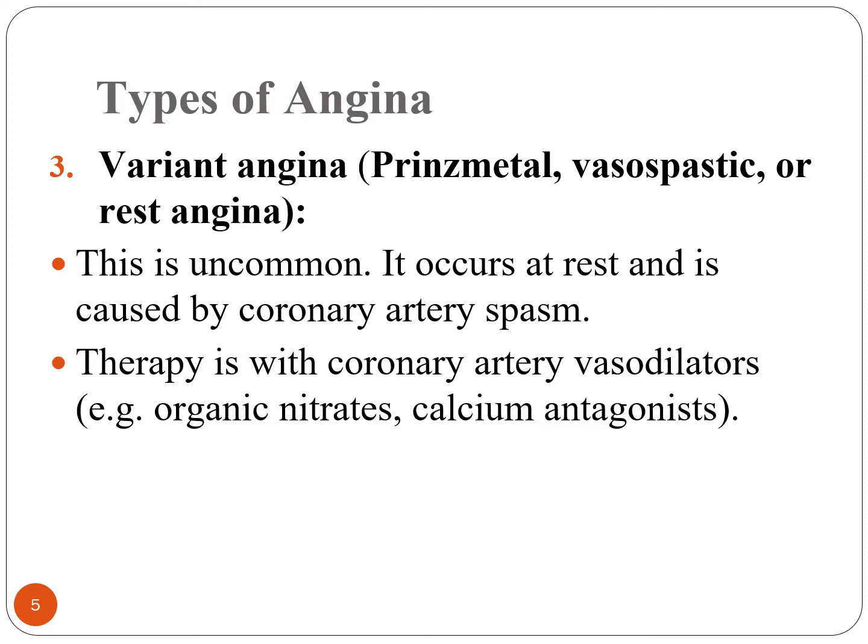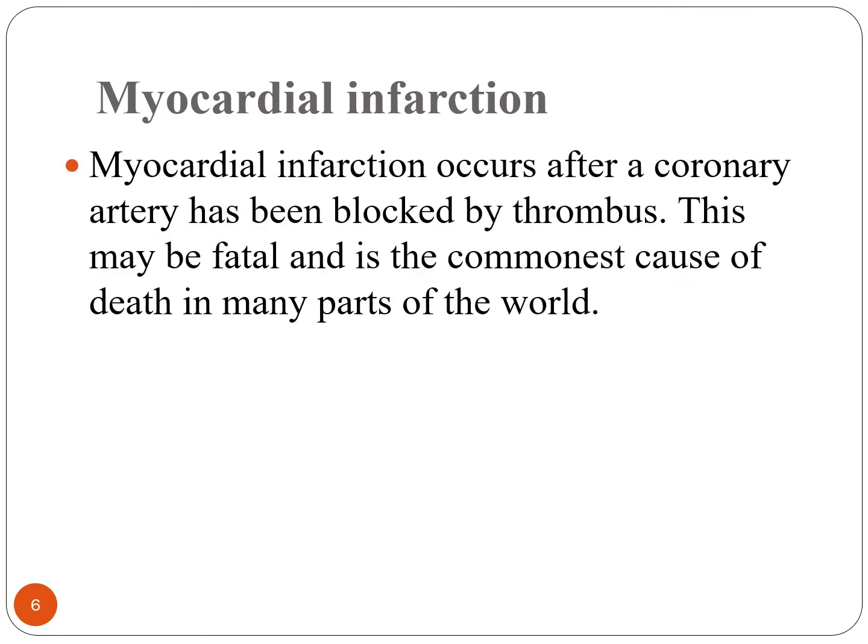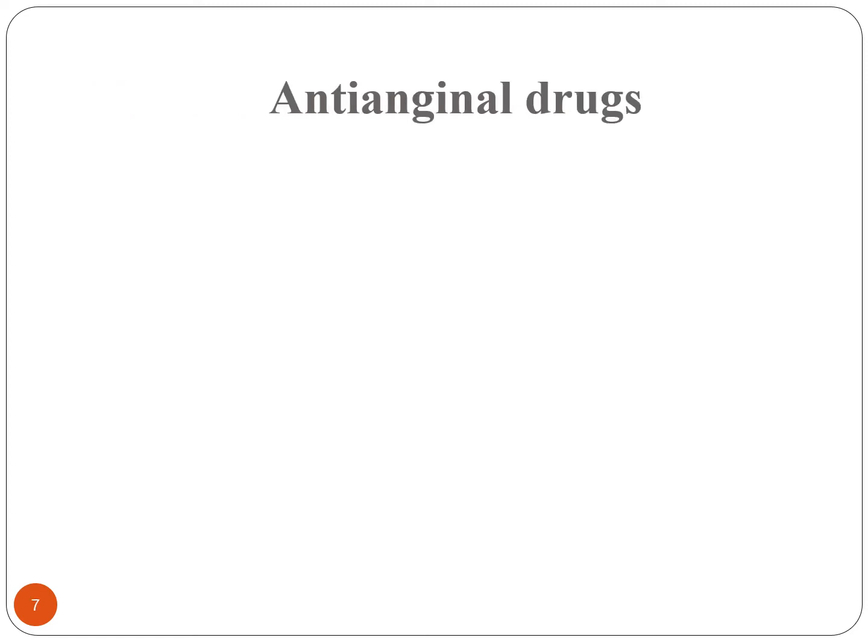Organic nitrate because it can produce vasodilatation, and beside the calcium channel blockers, especially the dihydropyridine calcium channel blockers, because they are vasoselective, they can produce vasodilatation among the coronary arteries. The myocardial infarction occurs after a coronary artery has been blocked, for example by thrombus, and this may be fatal and is the commonest cause of death in many parts throughout the world. Now, after this introduction, we talk about the antianginal drugs.